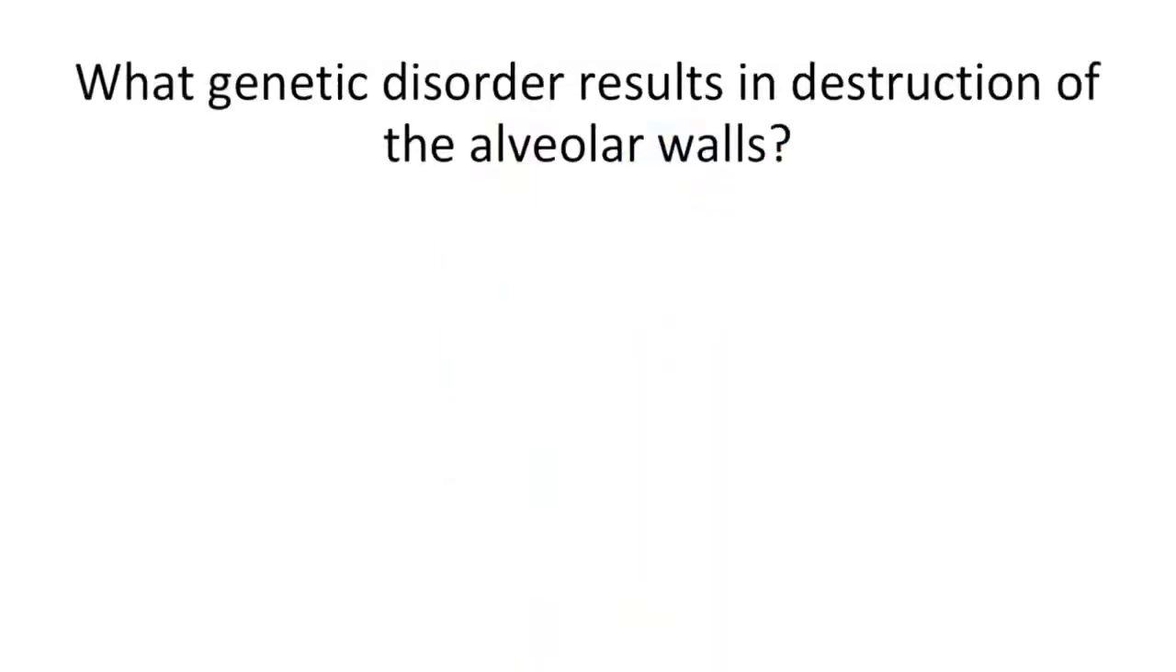What genetic disorder results in destruction of the alveolar walls? Alpha-1 antitrypsin deficiency. We'll write A1AT for short. In order to understand this disease, we need to take a step back and understand elastin. Recall that elastin is the stretchy protein in the lungs that allows the lungs to expand during inspiration and recoil during expiration. So elastin, very important protein in the lungs.